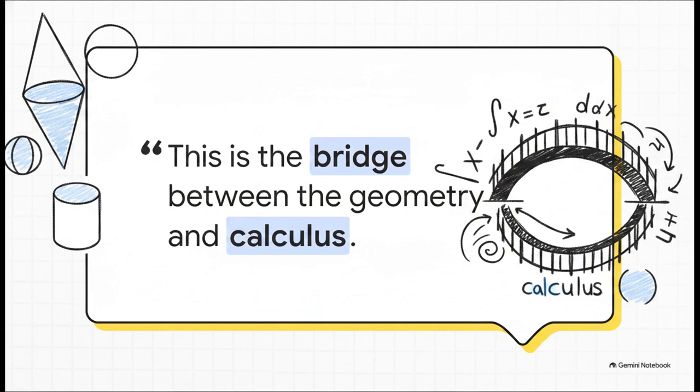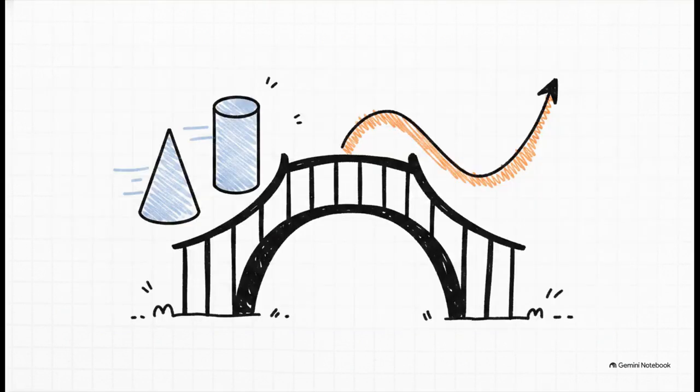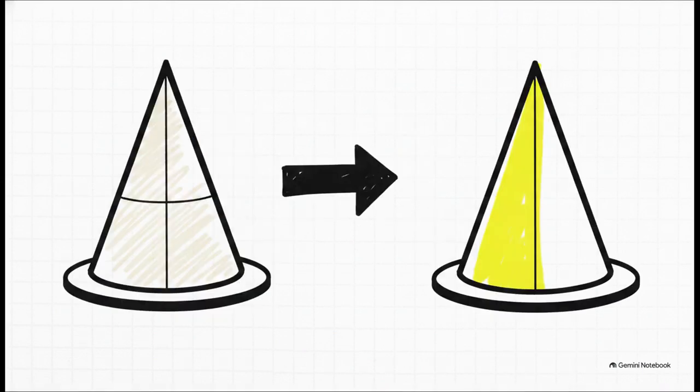This proportional geometry is the magical bridge between the physical shape of the tank and our calculus equations. Connecting the rates: now that we have our geometric bridge, let's connect it to our derivatives and finally crack this puzzle wide open. We're going to start with the standard formula for the volume of a cone.